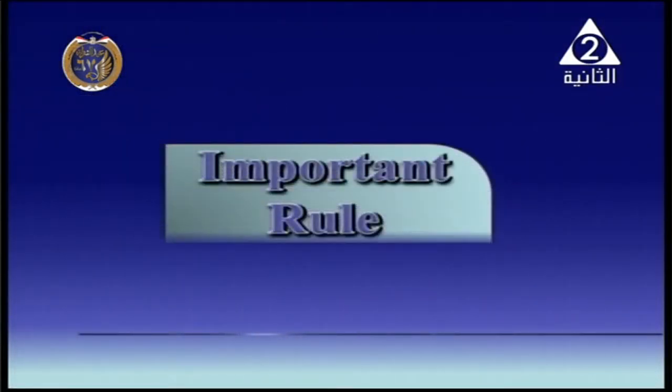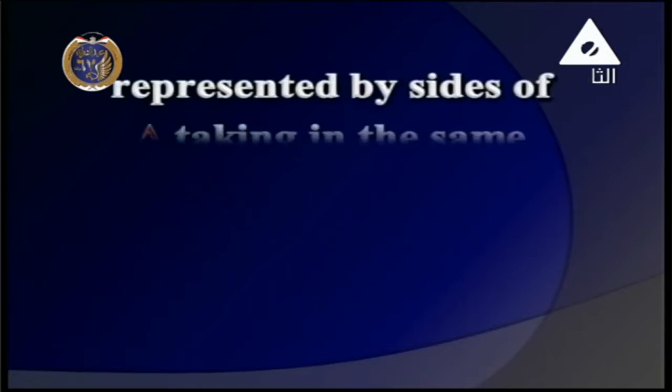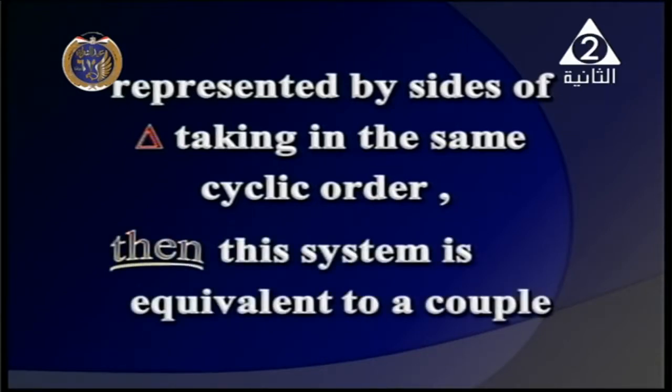Important rule. My dear student, if three coplanar forces act on a rigid body and are completely represented by the sides of a triangle taken in the same cyclic order, then the system is equivalent to a couple. If we have three forces acting on the sides of a triangle in cyclic order, we deduce that the system is equivalent to a couple.